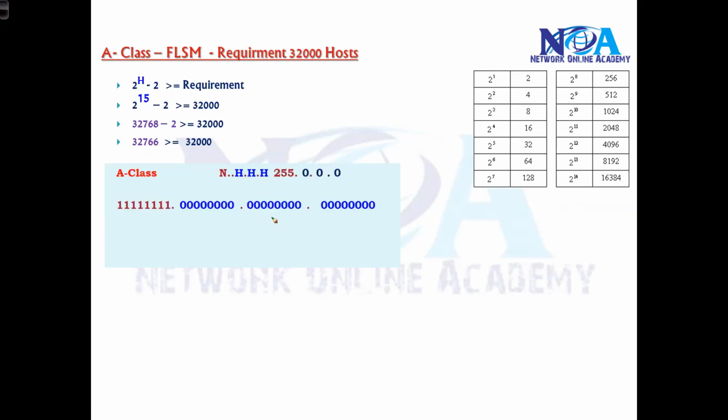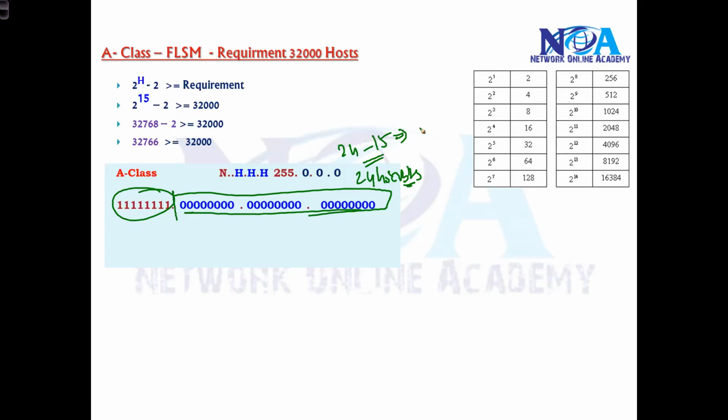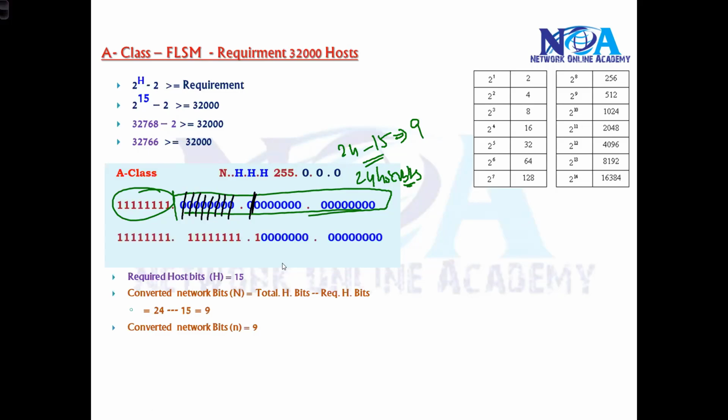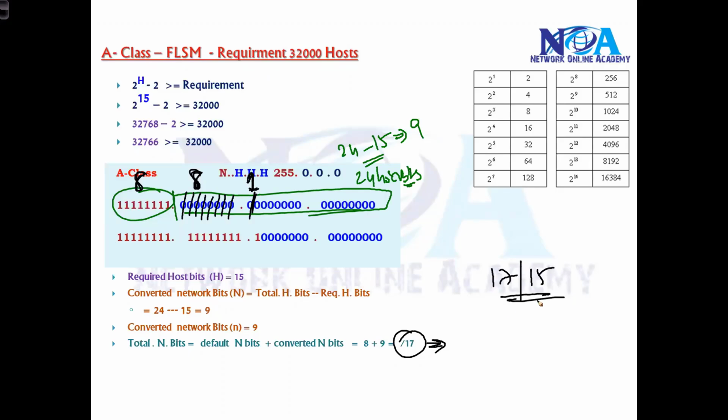In A class, by default, we have 1 network portion and 3 host portions, which means there are 24 host bits in total. Out of 24, we don't need all 24, so we subtract 15 host bits. The remaining is 9. So 24 minus 15 is 9. The total network bits will become 8 plus 9. Already we have 8 here and 1 here, because in one portion we have no more than 8. So 8 plus 8 is 16, 16 plus 1 is 17. So the total network bits will be 17, and 15 will be the host bits.